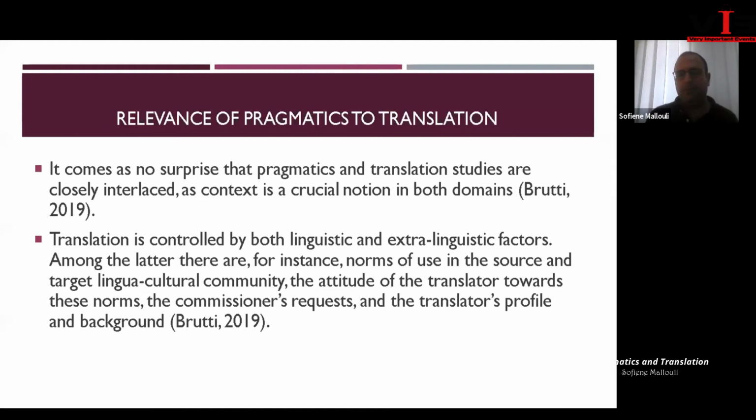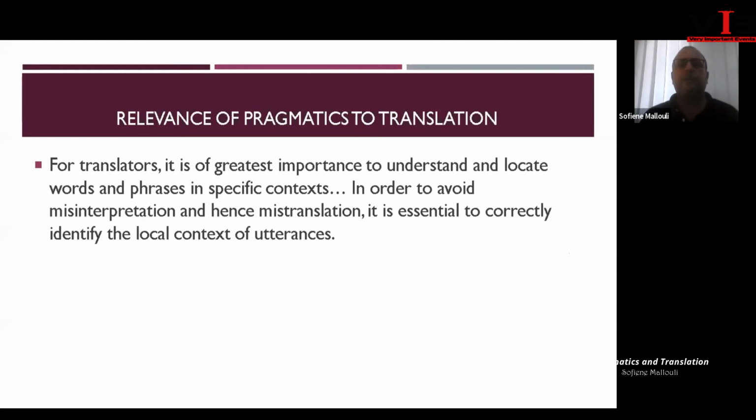For translators, it is of the greatest importance to understand and locate words and phrases in specific contexts. In order to avoid misinterpretation and hence mistranslation, it is essential to correctly identify the local context of utterance.